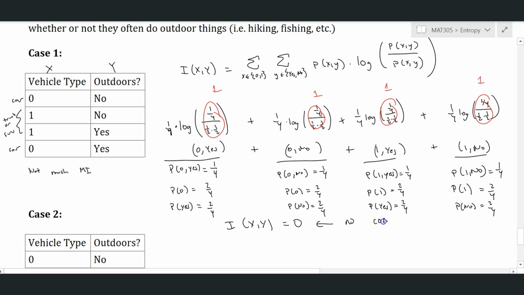So really, we indicate that there's no correlation. They don't correlate at all. Knowing one tells you really nothing about the other, because just because you drive a car, it's just as likely that you do outdoor stuff as you don't do outdoor stuff compared to when you drive a truck or SUV. So there you go as an example with independent events.